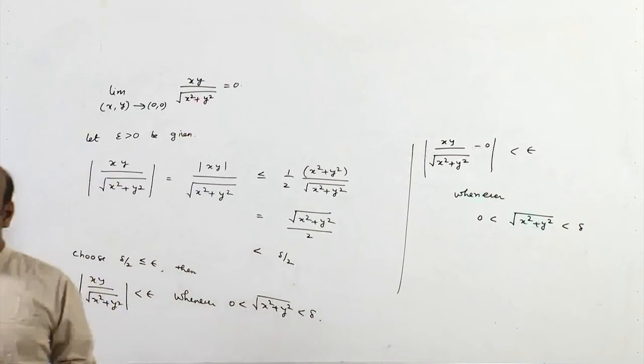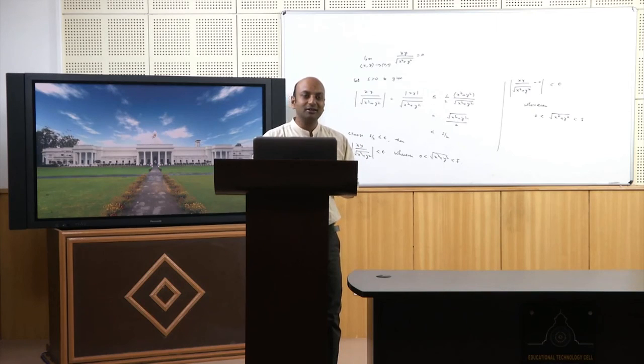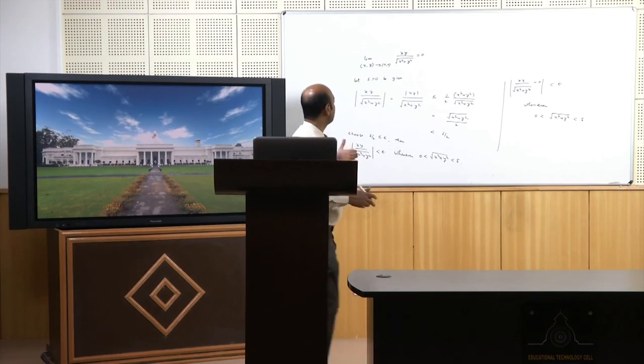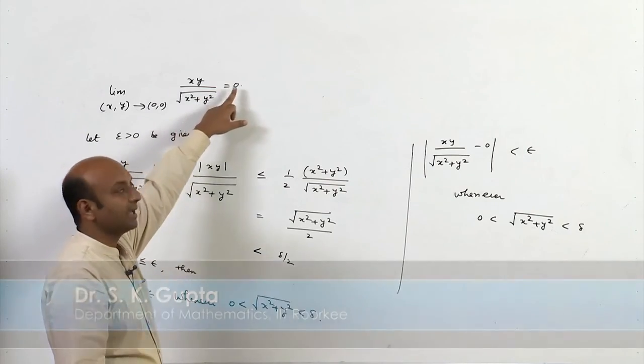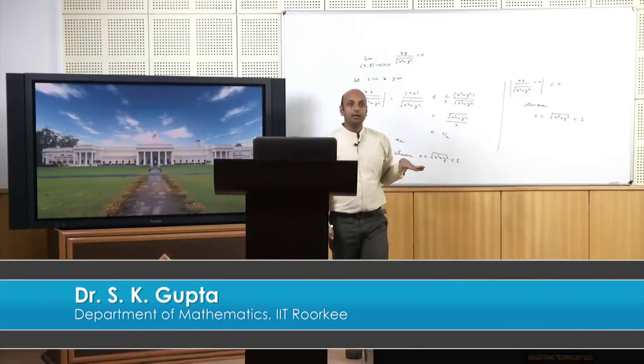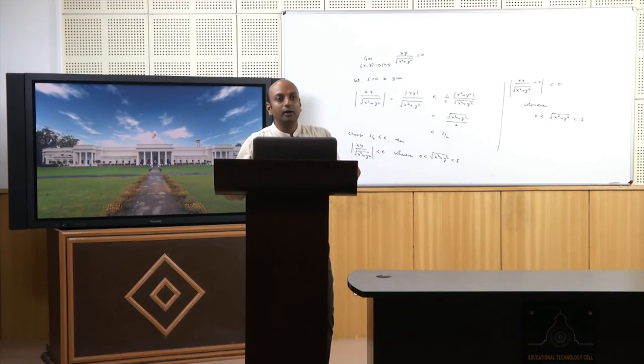Okay. So in this way we can prove, using the delta epsilon definition, that the limit of a function of 2 or more than 2 variables exists and is equal to L. Now we will see some more properties of limits of several variable functions in the next lecture.